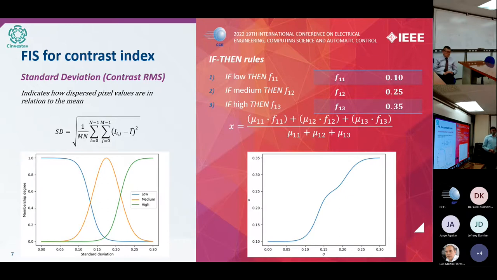For the inference, we use three if-then rules, which are here, where F11, F12, and F13 are the output singleton values. For the defuzzification, we use the weighted average method, or WAM method. And here is the equation we use. And the transfer curve for this equation is here.